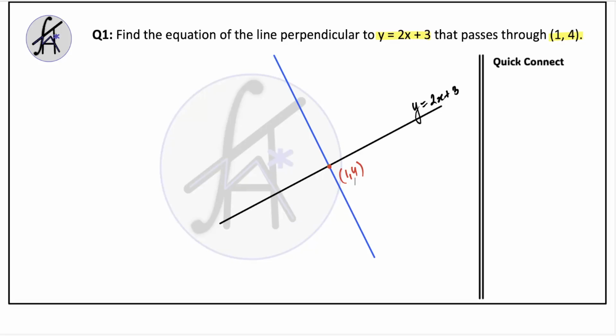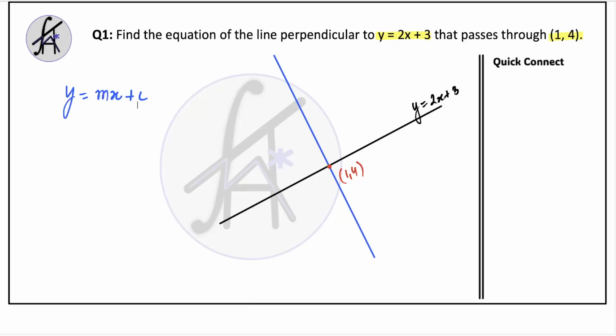It's very clear. Now what we have to find out is the equation of this blue line, because this blue line is nothing but a straight line. So the equation of the line would be in the form y equals mx plus c, because this is the equation of a straight line. What's given to us? We have the equation of the black line, y equals 2x plus 3.